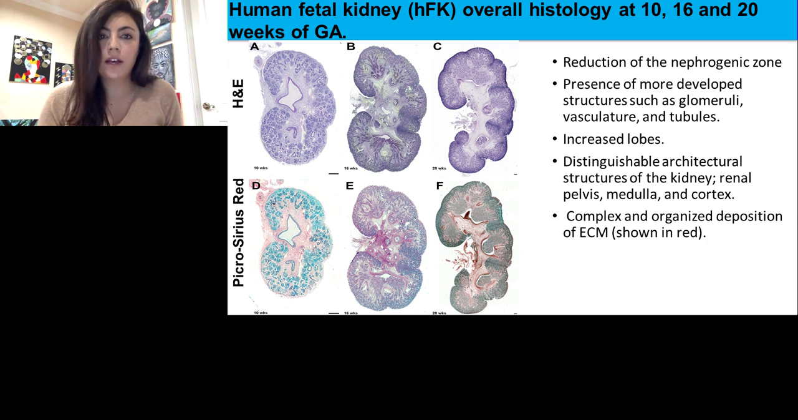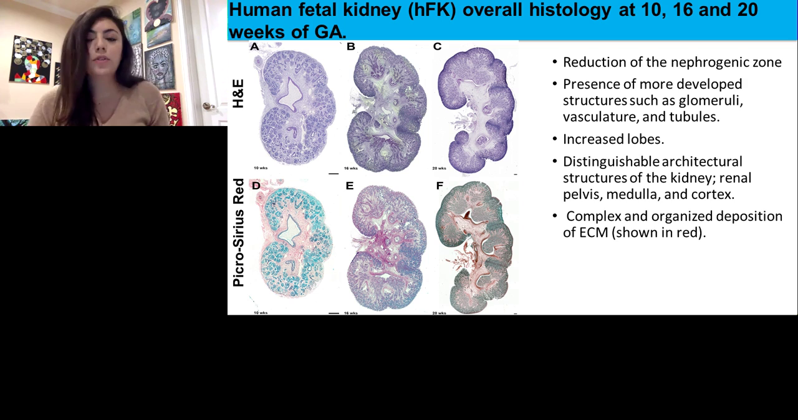And here we have a histology of fetal kidney at 10, 16, and 20 weeks. An H&E and a picrosirius red, where the red denotes the deposition of collagens. And we could see that over time, there are changes that occur from 10 weeks to 20 weeks, from A to C. We see that, in fact, we have a reduction of the nephrogenic zone. We see presence of more developed structures of the nephron, such as glomeruli, vasculature, and tubules.